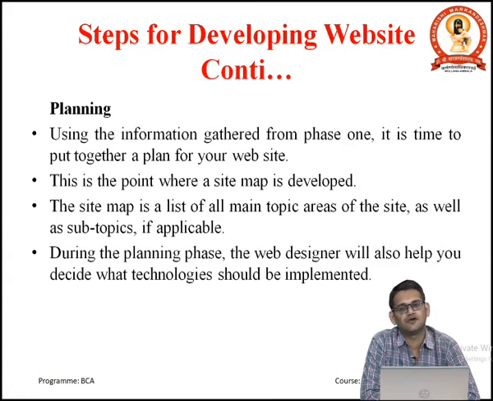So after gathering the information, the second stage is the planning. When we have completed the information gathering, we will have all the information relevant to our website. Then there is a need to do the planning. Using the gathered information from phase 1, it is the time to put together a plan for our website. This is the point where a site map is developed, so after information gathering, we need to create a site map of our website.